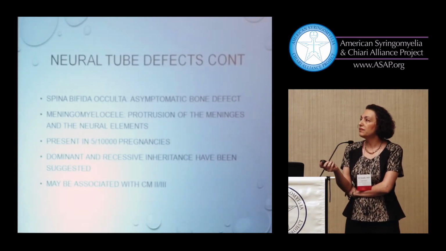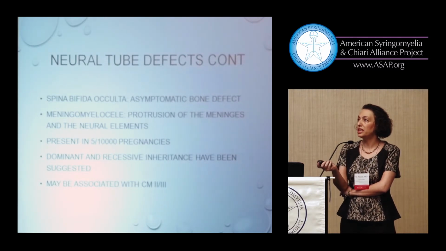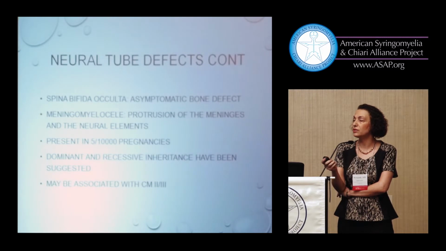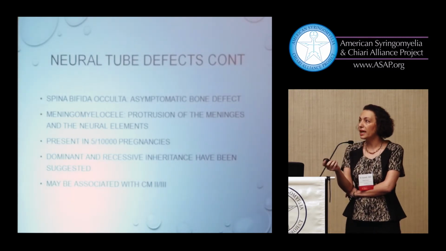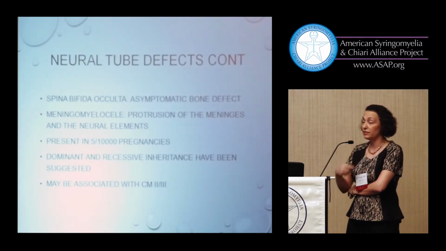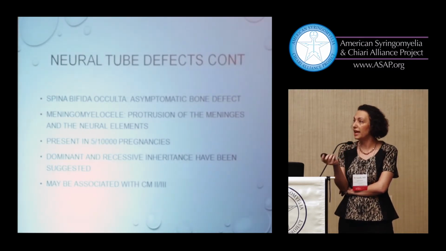But in the more severe forms, there is protrusion of the meninges and the neural elements from the area of the bone defect, and of course that can happen in the lower end at the level of the spine or at the upper end at the level of the back of the head, brain.